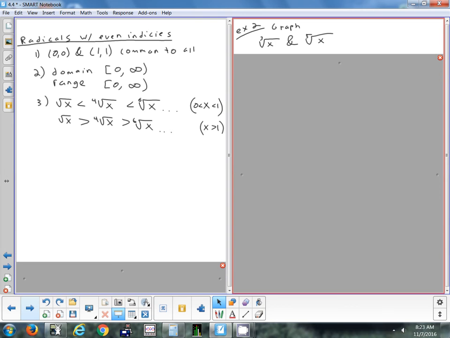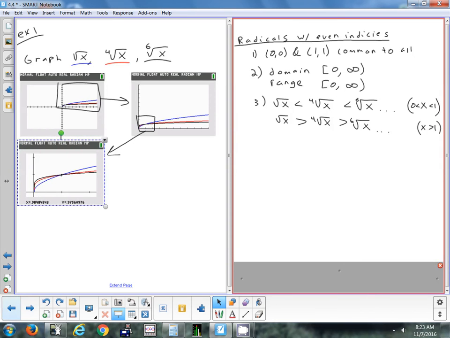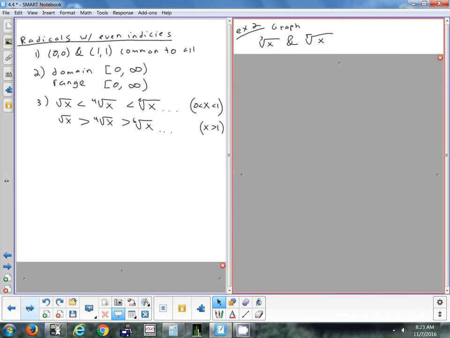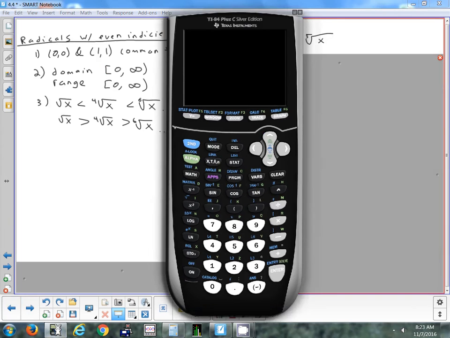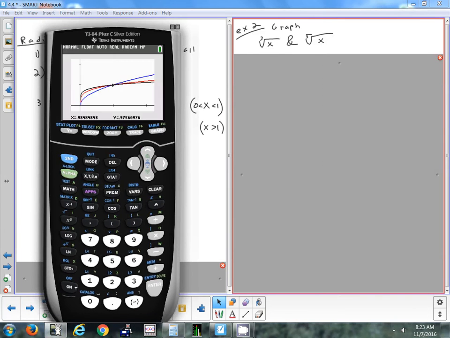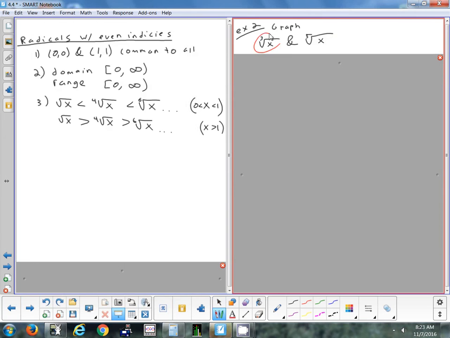You can take the cube root of a negative, which means this time the domain is not going to be just the positive x values. There's also going to be an image when we go to the left. So let's graph cube roots and fifth roots and see what they look like. What I'll do is change that to a cube root and fifth root. I'll graph the cube root in red and the fifth root in black.